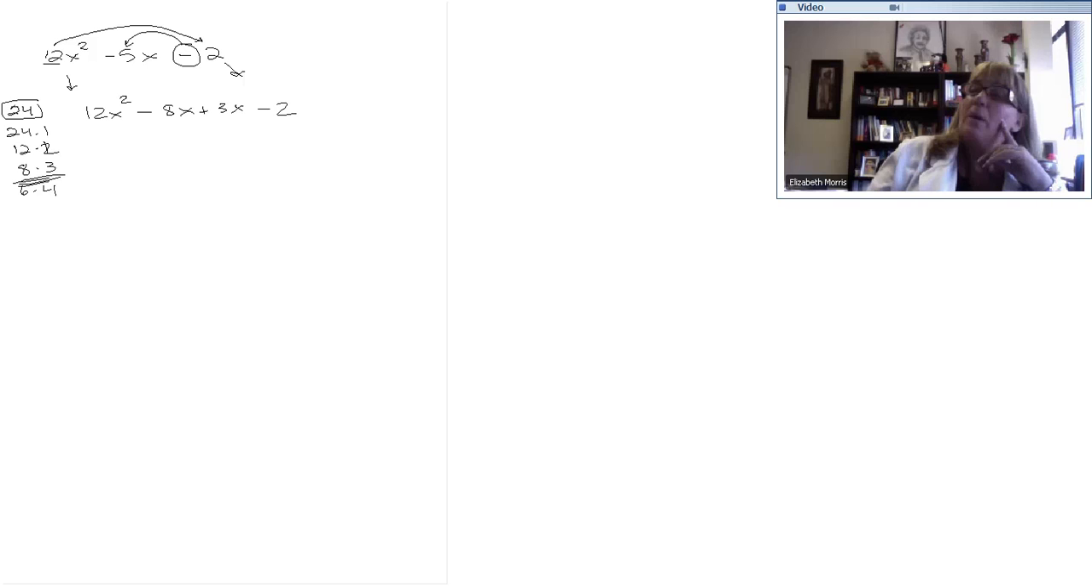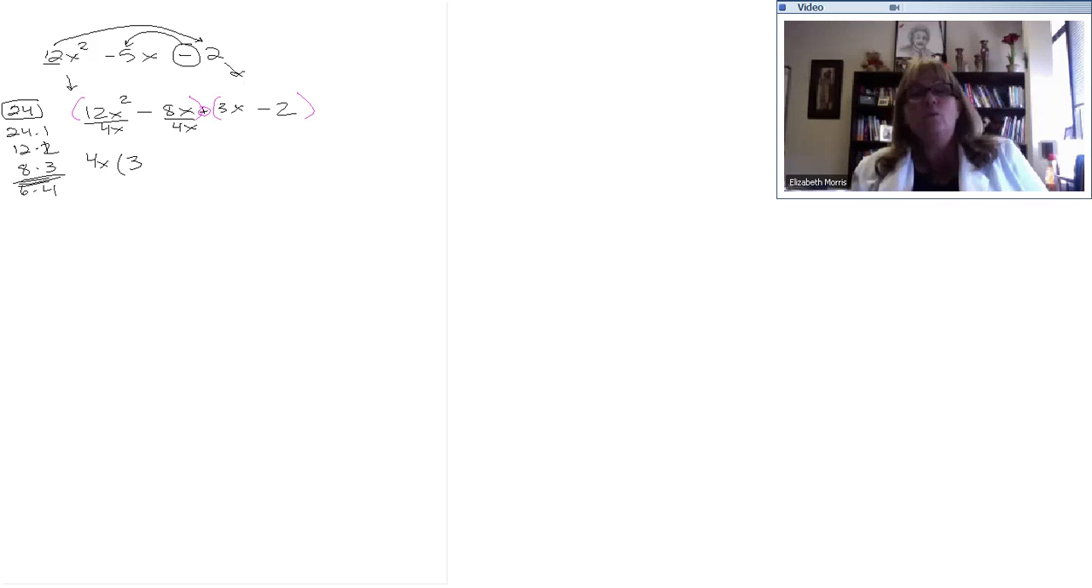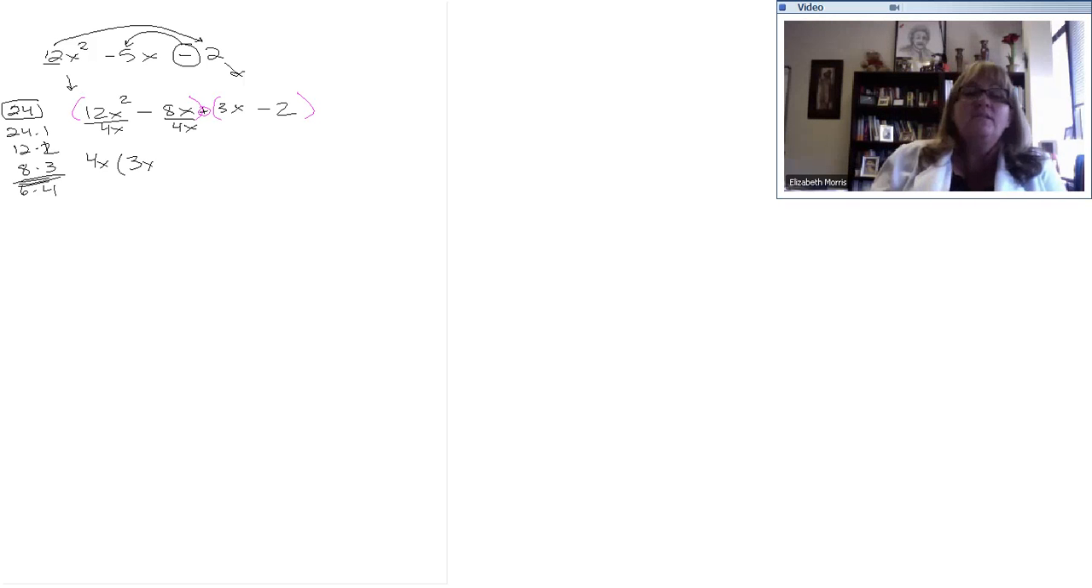All right, now we have 4 pieces, so we group. And this time it's the pluses in the middle, so it makes it easy. Okay. All right, what can we take out of 12 and 8? Take out a 4, and then they each have an x, and the lowest exponent is a 1. So I can take a 4x out of both. 12 divided by 4 is 3, and x squared minus 1x is x. Minus 8 divided by 4 is 2, and x is gone.